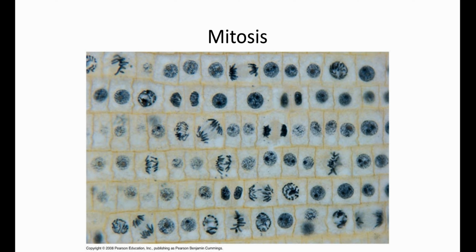So this is an onion root tip. This is a slide that you could see actually in lab. There's one of these slides in your slide box in lab. And in this view, you can see cells in various stages of mitosis. You might want to take a minute and ask yourself, okay, what stage of mitosis are each of these things in?